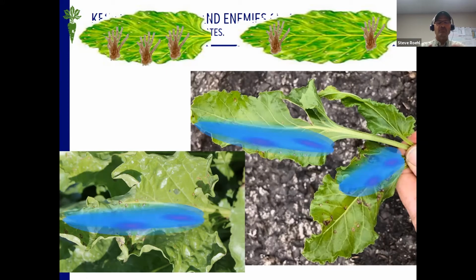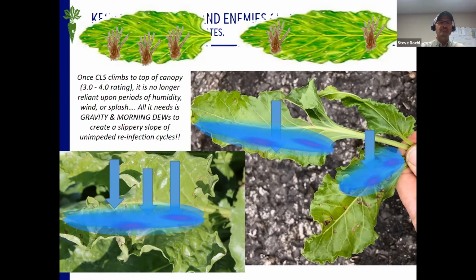And now we have all of this collection of free water in the folds of the leaves because we're reaching our dew points in the middle of the night. It's easy to see that there's no need for the organism to rely upon wind or rain splash anymore. All it really needs is gravity feed. It drops from the lower leaves into these cesspools for infection points. And now we have germination of gobs and gobs of Cercospora leaf spot spores.